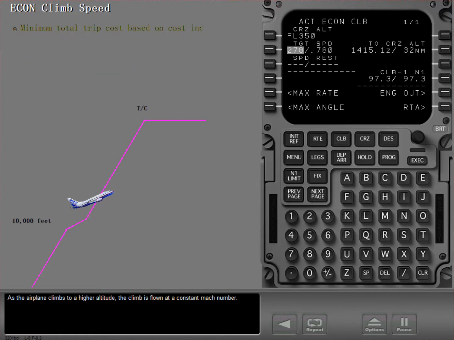As the airplane climbs to a higher altitude, the climb is flown at a constant Mach number. The FMC will select the ECON cruise Mach number. This eliminates acceleration or deceleration in the transition from climb to cruise.